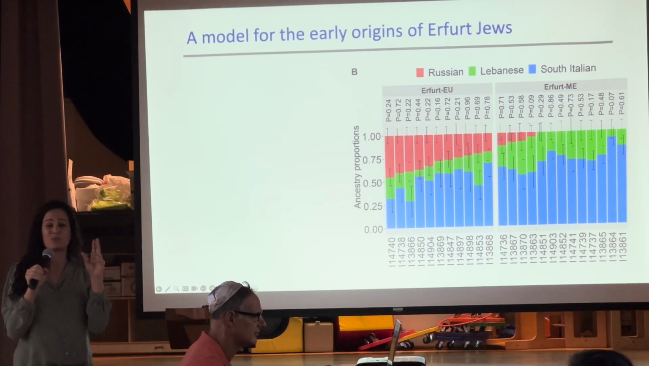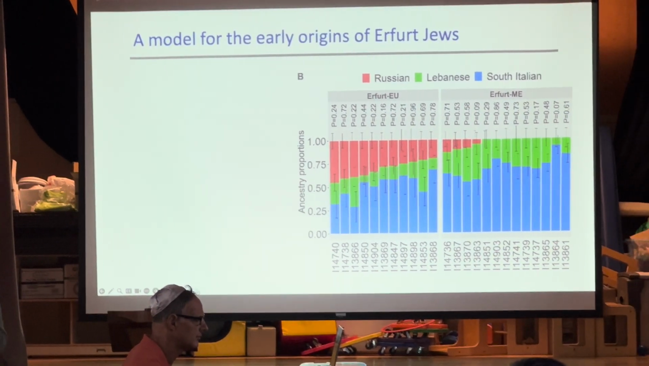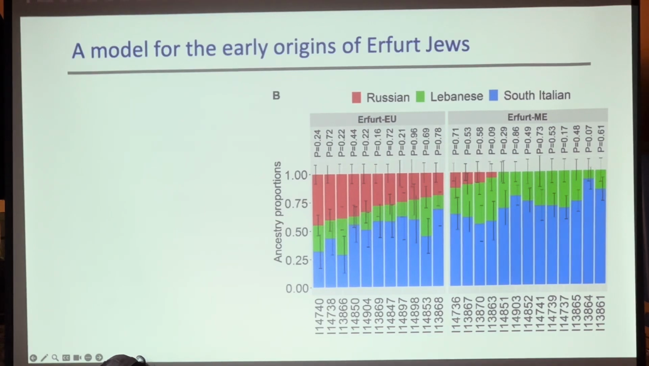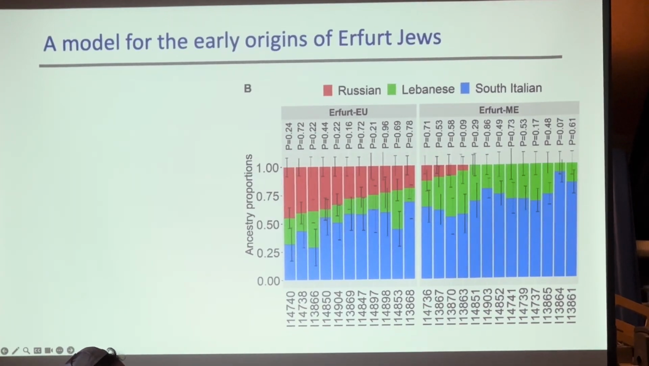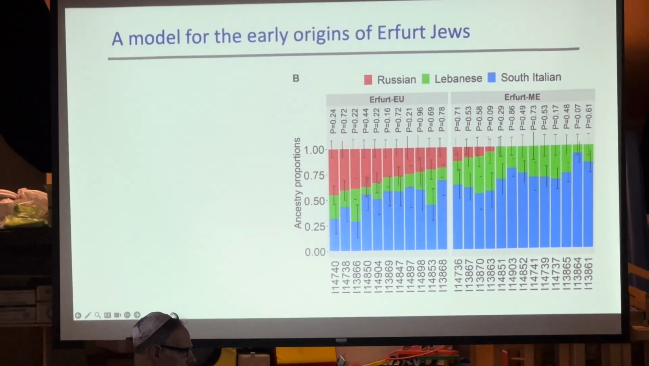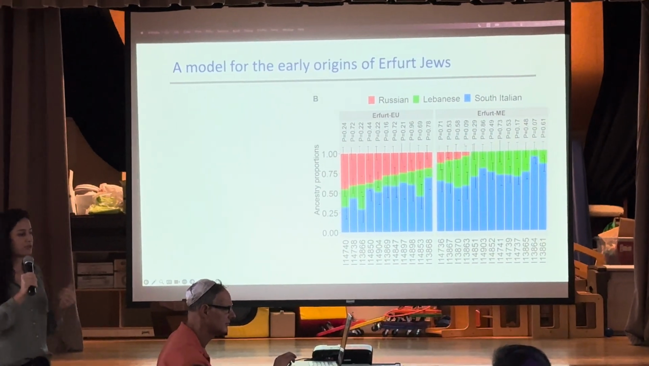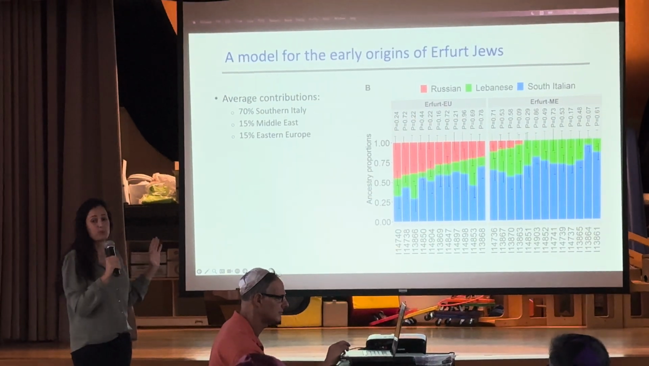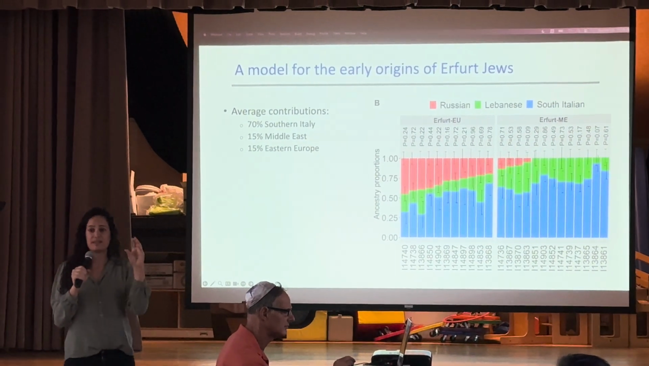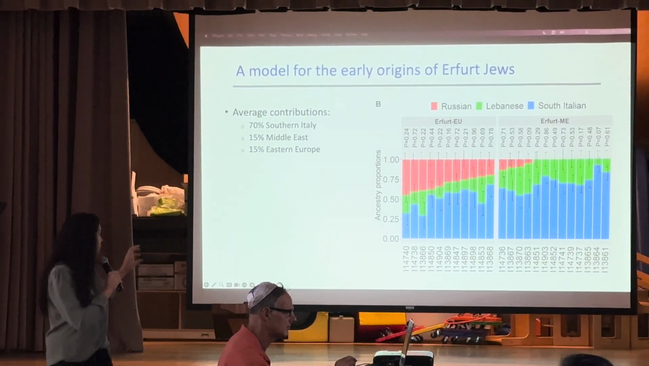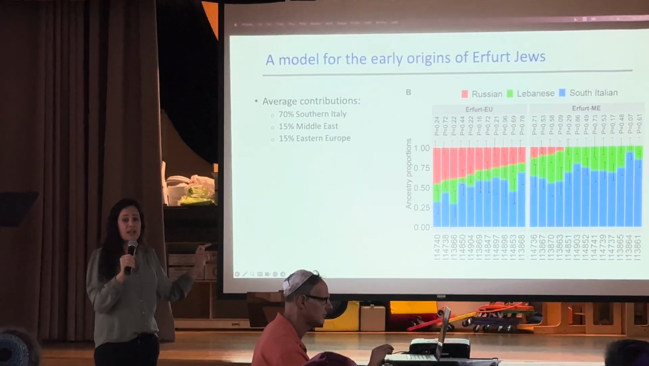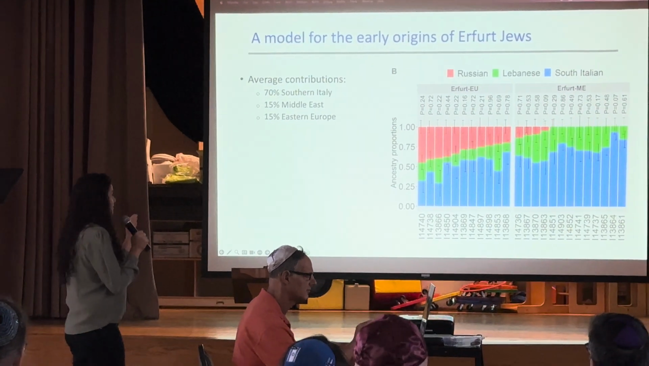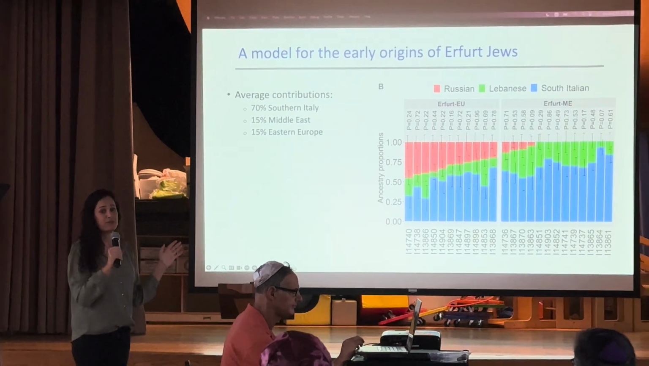To do this modeling, we used proxies: Russians as Eastern Europeans, Lebanese as Middle Easterners, and South Italians as representing Southern Europeans. So we used all of these present-day individuals to model the ancestry of the Erfurt individuals. Each bar in this plot represents the ancestries of one individual, and the different colors represent the different ancestry components. In red, you can see the Eastern European ancestry, and all of the Erfurt EU individuals have substantial Eastern European ancestry that is missing in most of the Erfurt ME samples.